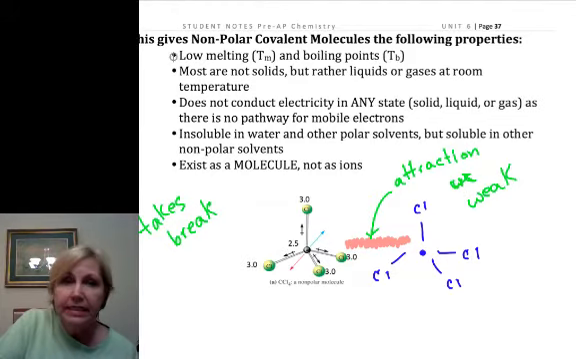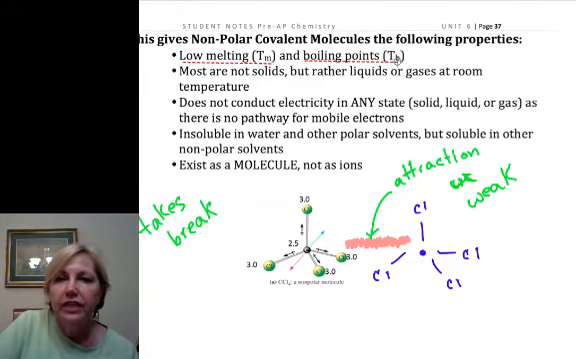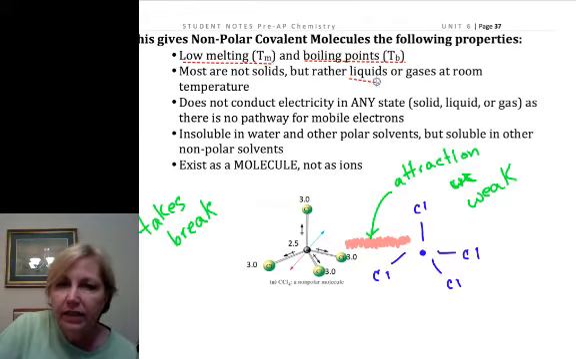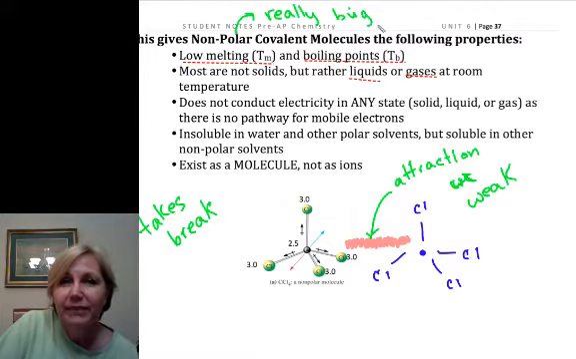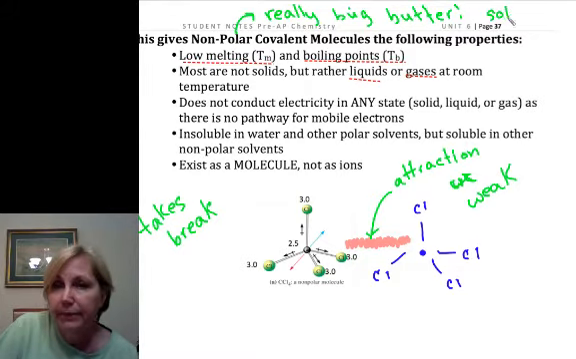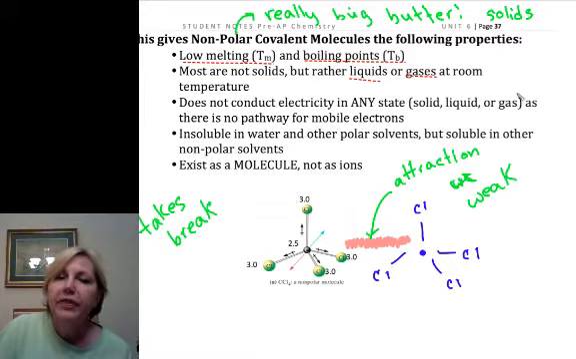What that translates into in terms of property that you need to know for your test are these have very low melting points and low boiling points. They are typically liquids or gases at room temperature, although if nonpolars get really big, let's think butter. So if they get really big like butter or some fats, then they can be solids at room temperature. But they're going to be typically not solids.